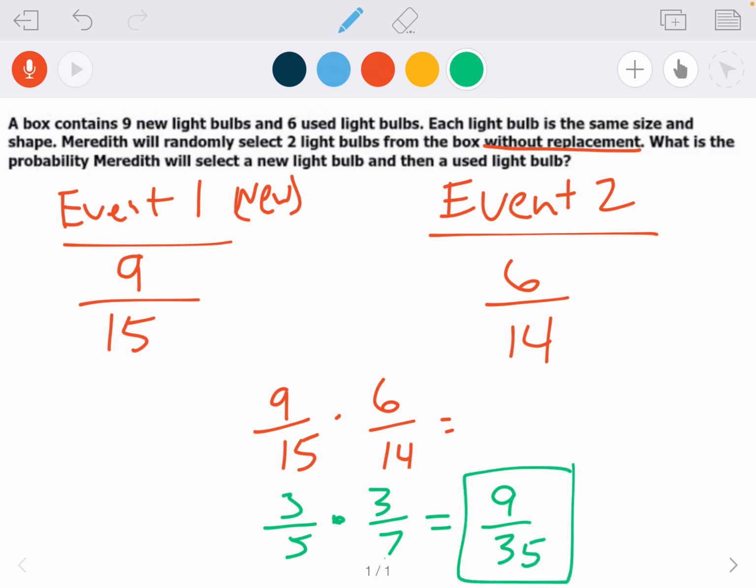So either way, we should get the same answer. It's just sort of personal preference. If you like to reduce at the end, or if you like to reduce from the start, so when you multiply it, you don't have to reduce anymore. It's really just personal preference.